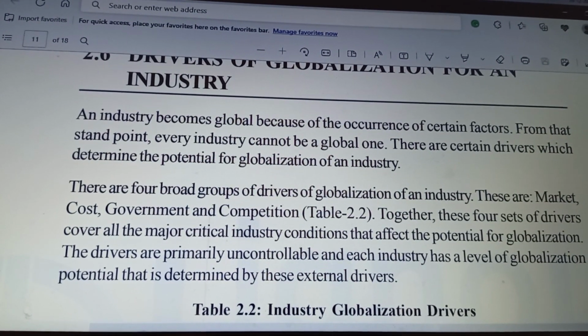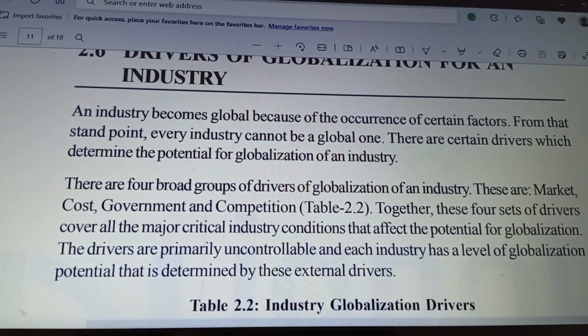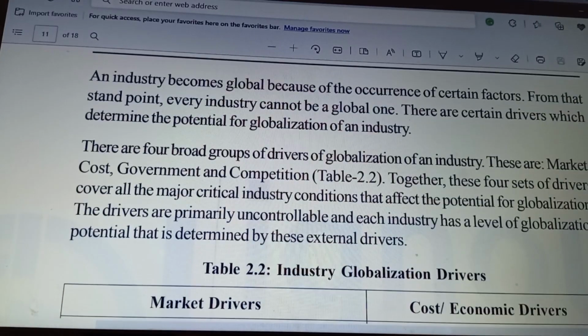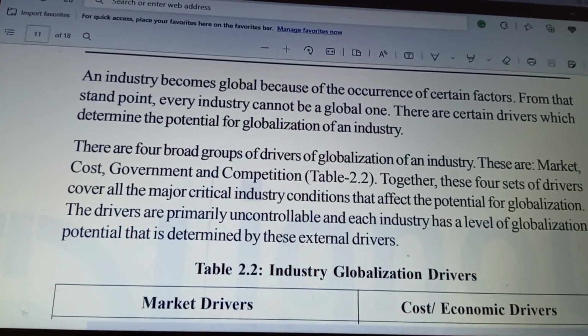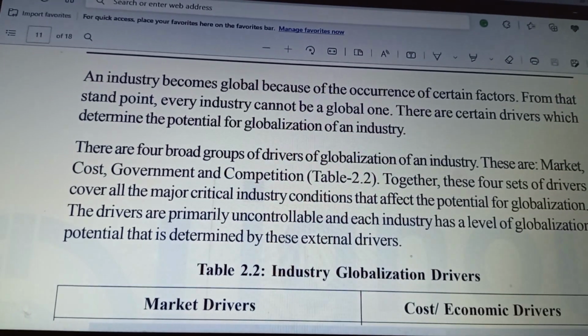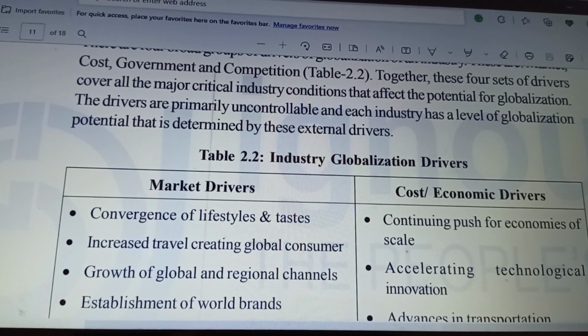Together, these four sets of drivers cover all the major critical industry conditions that affect the potential for globalization. The drivers are primarily uncontrollable and each industry has a level of globalization potential that is determined by these external drivers.